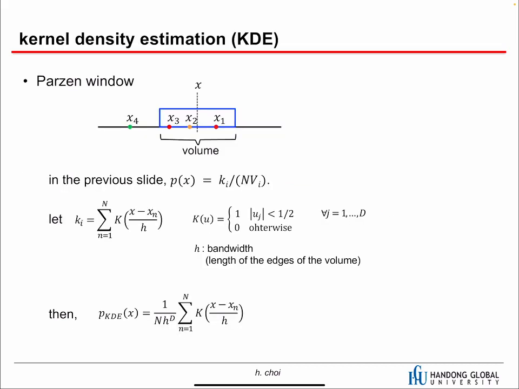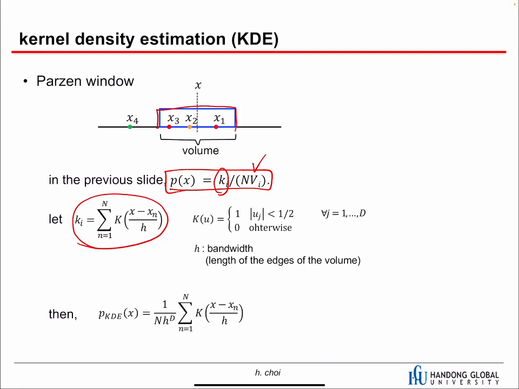So the first one is kernel density estimation. The simplest approach is to use the Parzen window. From the previous slide, we have this one. And as I said, in this kernel density estimation, we fix the volume, then we have to check how many samples are in the volume. The Parzen window has a window like this. This is a window, and we just count how many samples are in the window. So k sub i can be calculated in this way. This equation looks a little complicated, but it's really simple: just counting the samples in the window.